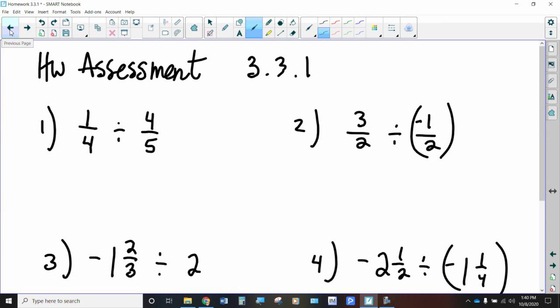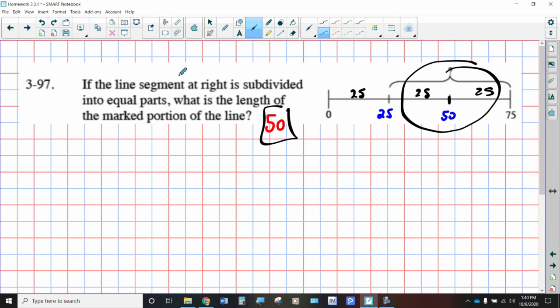Ooh, do I want to do this right now? No, I do not want to do this right now. I don't think I want to do that right now. I don't know. Maybe that's what your assessment's going to look like.